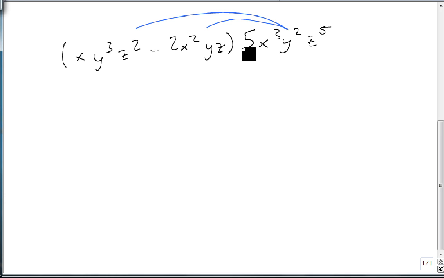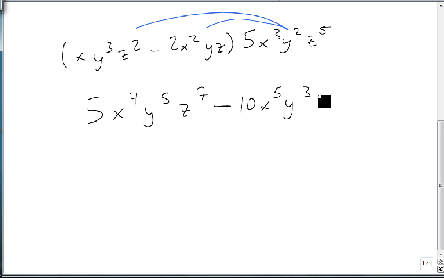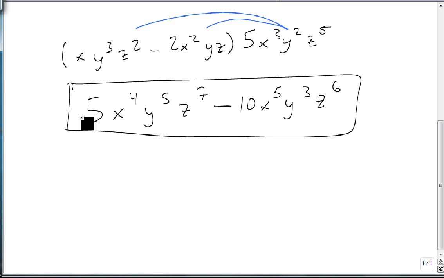So 5 times 1 is 5, x times x cubed is x to the 4th, y cubed times y squared is y to the 5th, z squared times z to the 5th is z to the 7th, minus 2 times 5 is 10, x squared times x cubed is x to the 5th, y times y squared is y cubed, and z times z to the 5th is z to the 6th. So even though my monomial is second, I still distribute it the same.